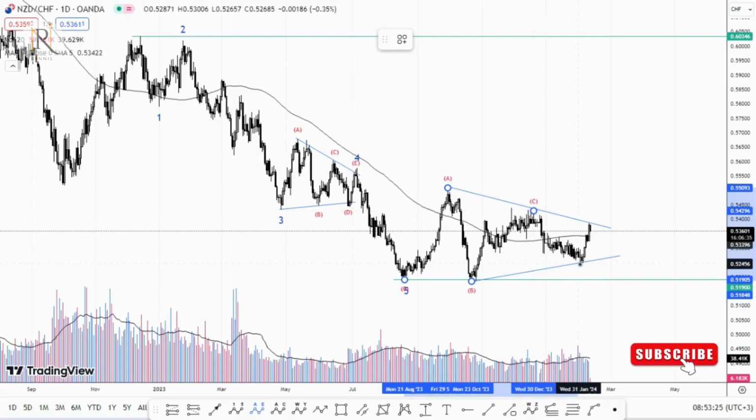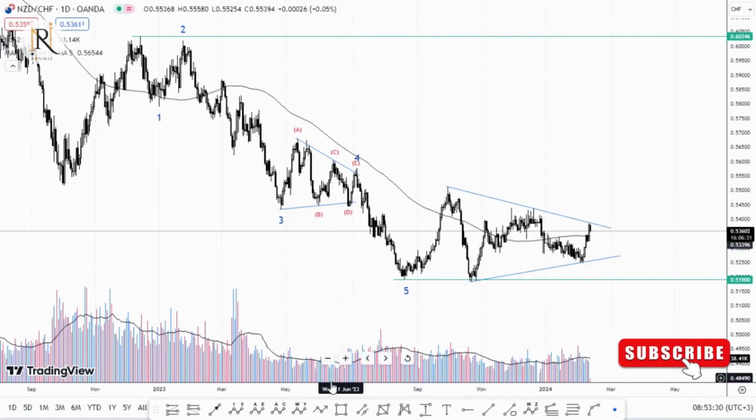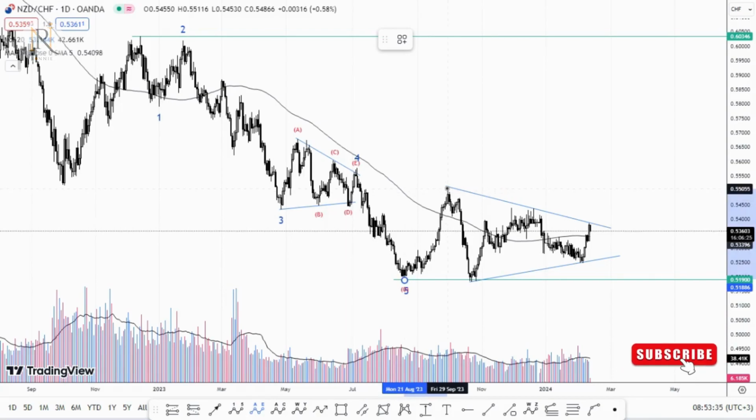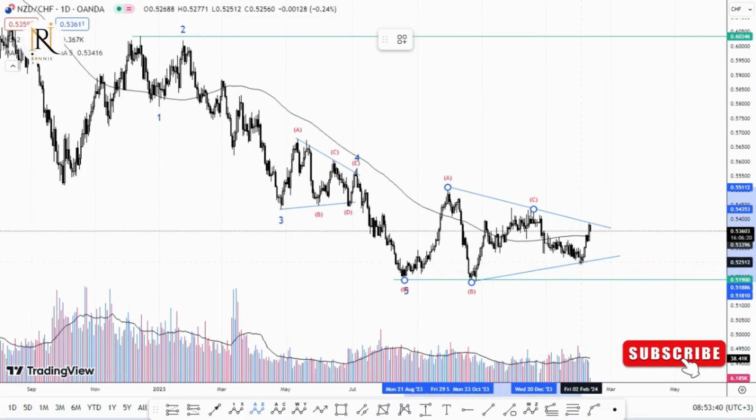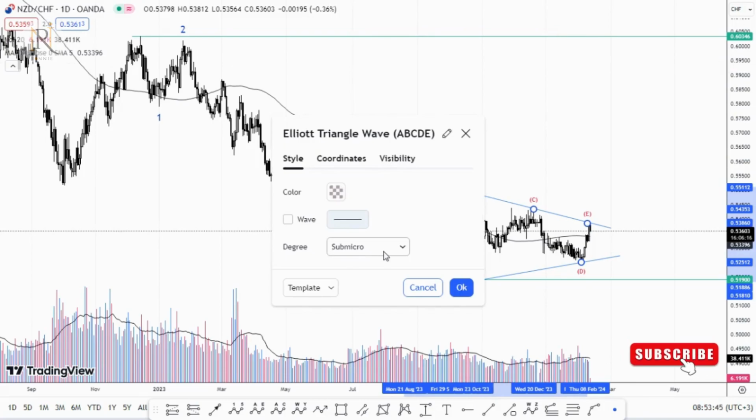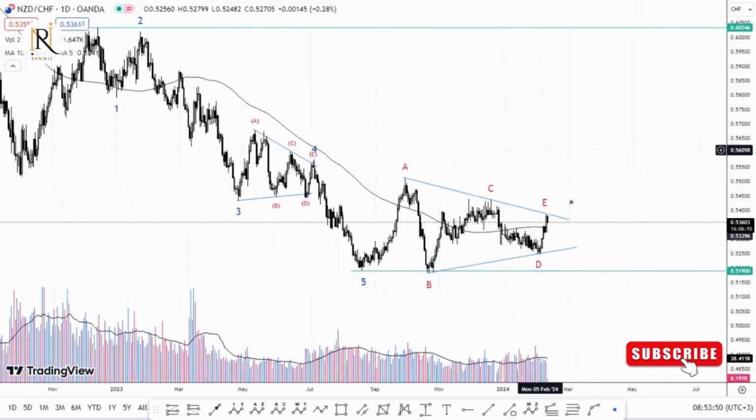So this becomes our triangle, and this is what we want to trade. This becomes our triangle, that is after wave 1 through 5. So this becomes the triangle. Again, the rules of this triangle are very, very simple.